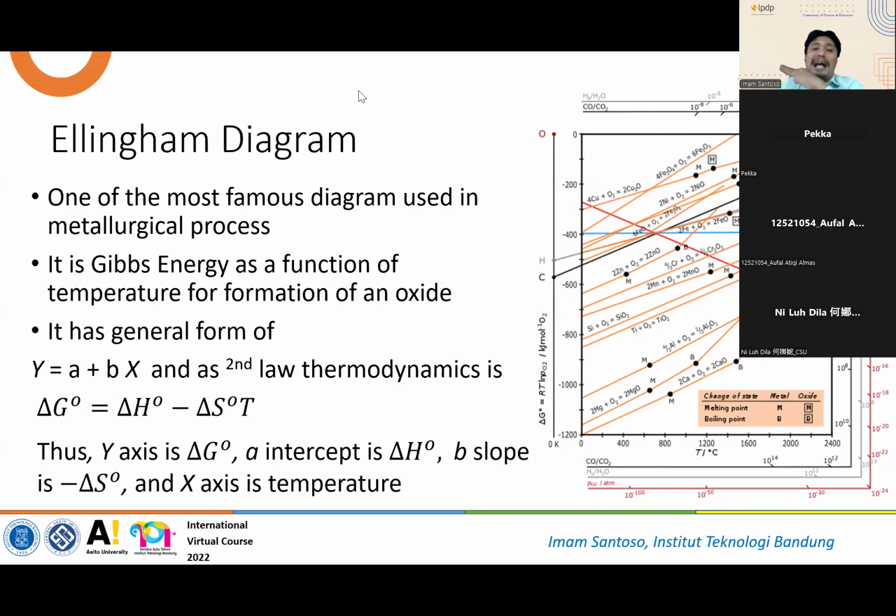After this, I will tell you about the use of this diagram. So again, we can see here the slope is delta S, or the change of entropy of the reaction, and delta H is the intercept, or the change of enthalpy involved in the reaction of these oxide formations.